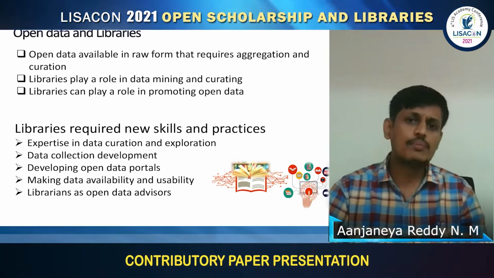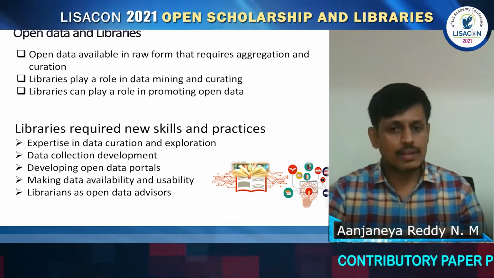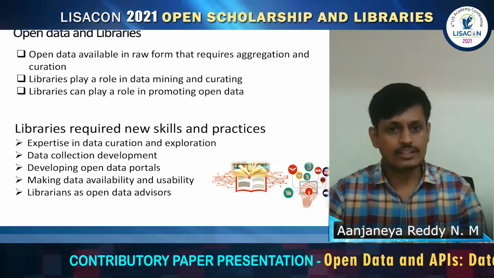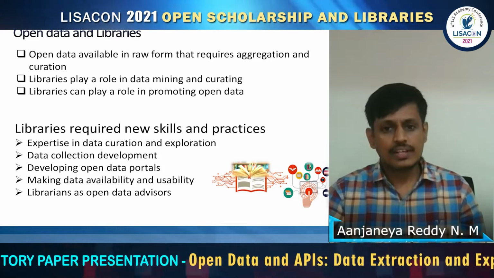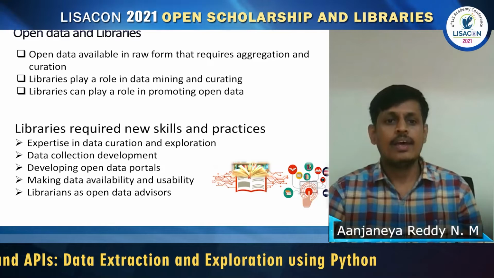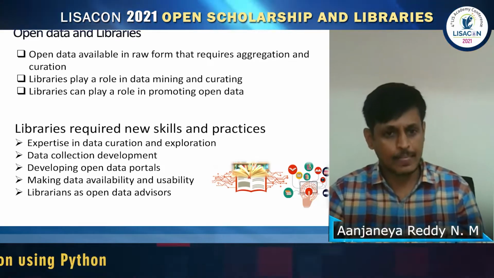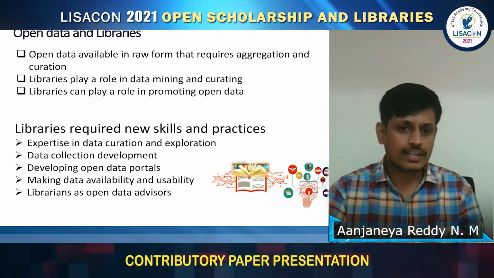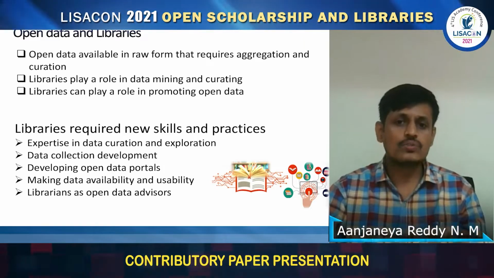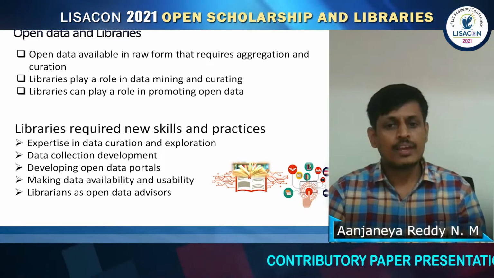So if you look at the libraries and librarians angle, most of the open data which is available in the public domain may not be in the required format which the researcher is looking for. Most of the data is available in raw form that requires certain kind of aggregation and curation. And here the librarians and the libraries play a very crucial role in data mining and curating. Libraries can also play a role in promoting open data, where exactly the sources are available, and how people can access such data in the public domain.